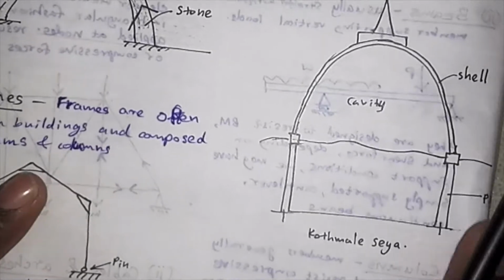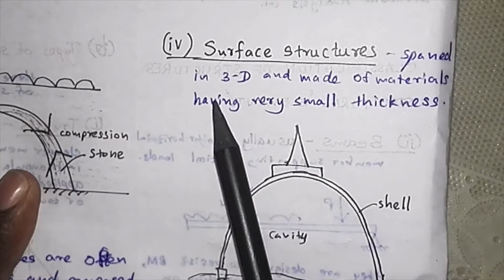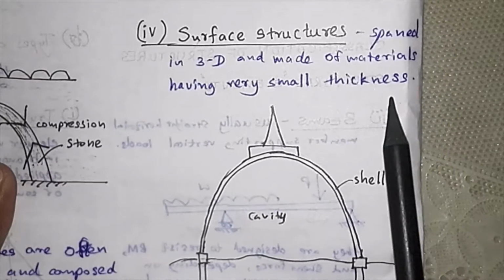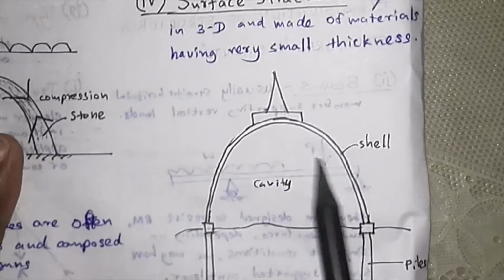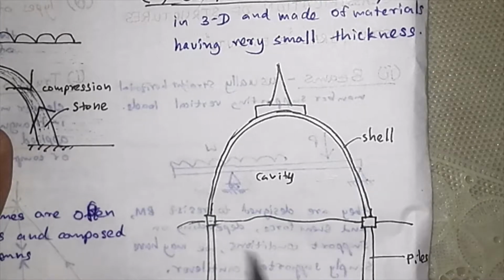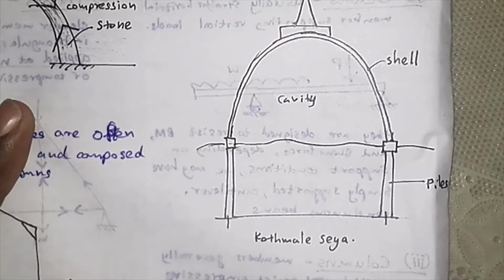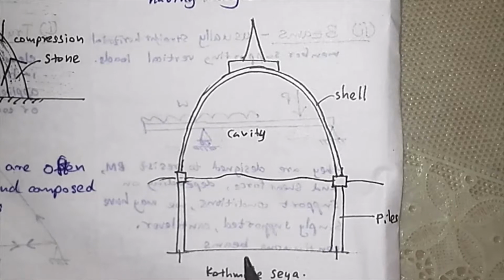And also we have the 4th special structural type, which is surface structures. These things are spanned in 3D and made of materials having very small thickness, a very small shell thickness. Now this is a pagoda. It exists in Sri Lanka, in the Kotmale area. We call it Kotmale side. So it is a bit like this.